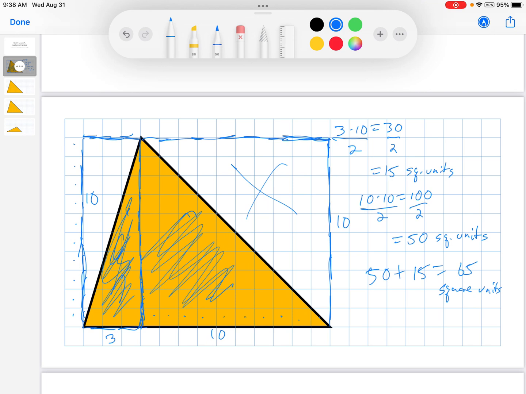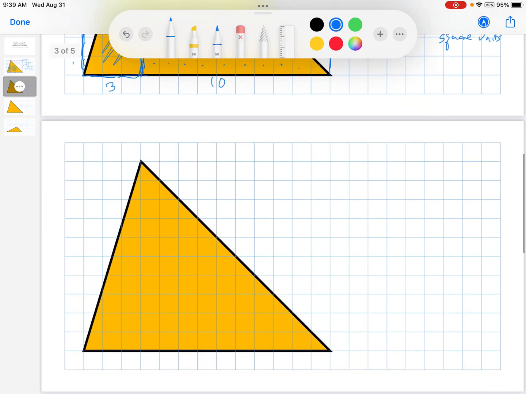So that idea was to draw the vertical line in the middle of it, not the exact center, but the middle, and then cut that into 2 small triangles, turn those triangles into rectangles, find the area of the rectangles, and divide by 2, and you've got your answer. All right, let's try another one.